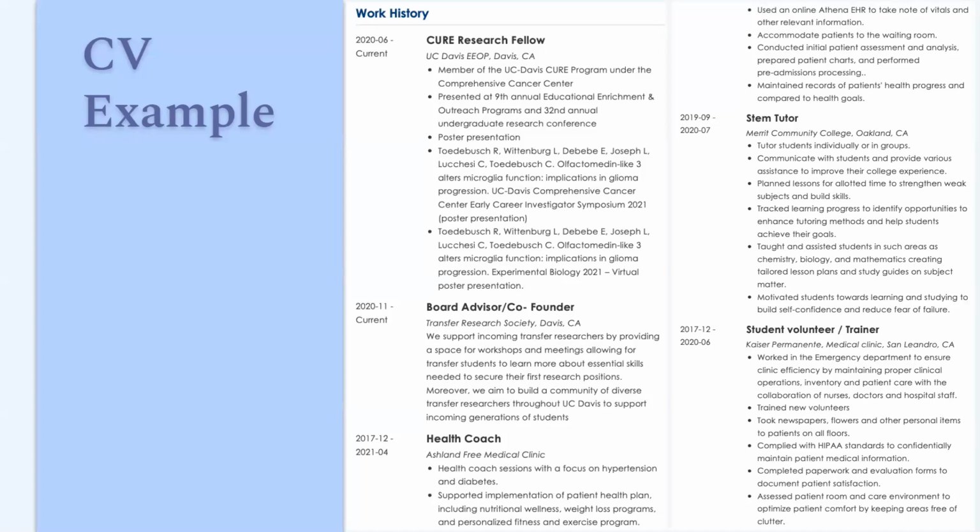Again, the difference between CV and resume, as you can see, we have more explanation of that specific position you have and more depth. As a tutor, I talk about what I did. As a health coach at Ashland Free Medical Clinic, I talk about my interactions in detail. Board advisor here at Transfer Research Society, I talk about what we do as a society, right? Then I have my current position, Cure Research Fellow, what I did, my membership presented here, poster there, what I did, publications, and all those things go in the CV.